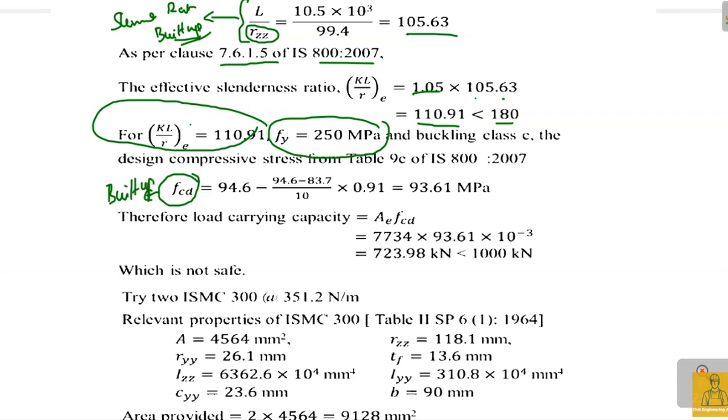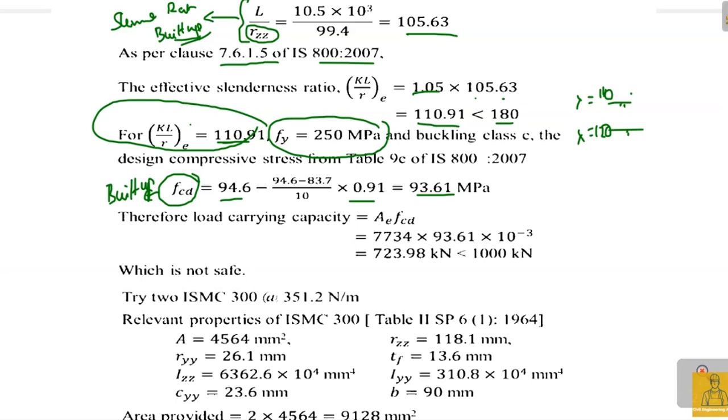So you have to find out lambda for 110.91. You cannot get exactly the value of FCD for a 110.91 slenderness ratio. So you will have values for lambda equals 110 and lambda equals 120, but you need to find out for 110.91. So just interpolate it. By interpolation, you can get the value of FCD as 93.61 MPa.